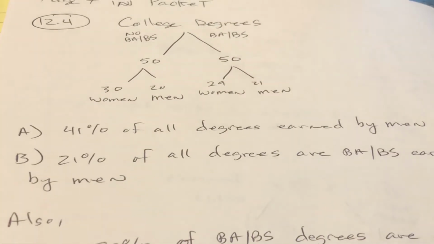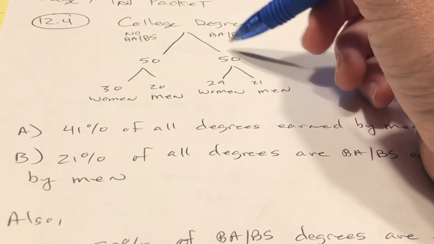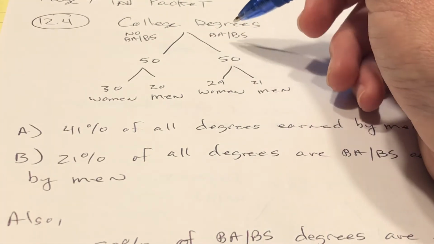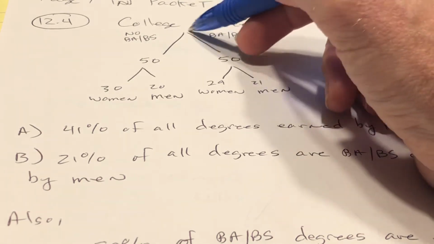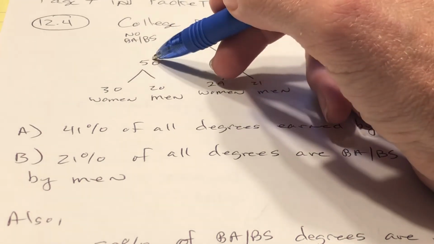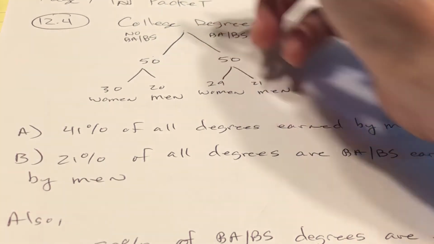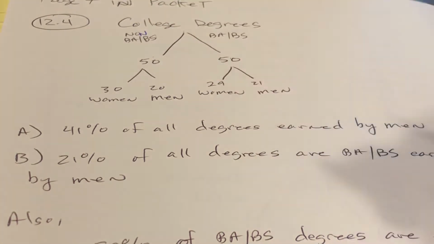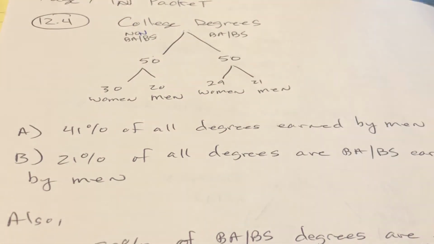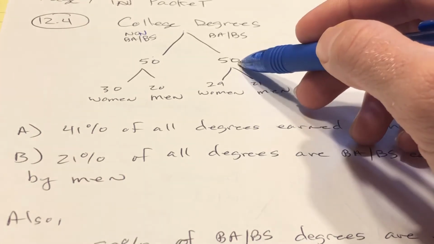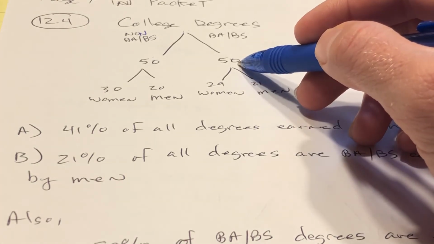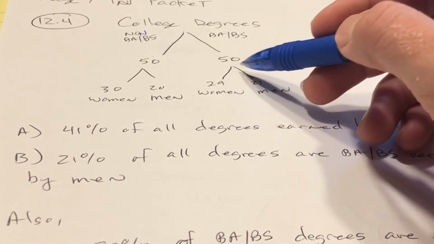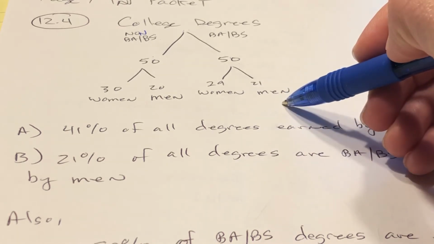So here you go. You got college degrees. BA, BS, Bachelor's of Arts, Bachelor's of Science, Bachelor's degree. You got 50 of them. For every 100, 50 are bachelor's degrees and 50 are not. I should say non. All right. Of the 50 bachelor's degrees, 29 of them are earned by women. 21 of them would be earned by men.